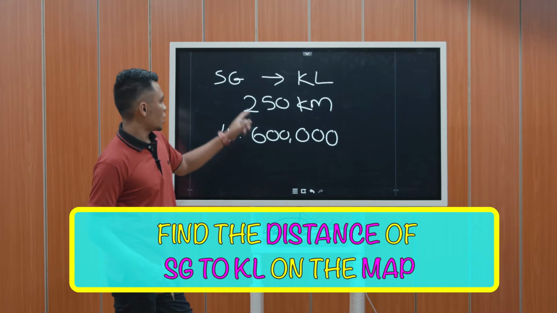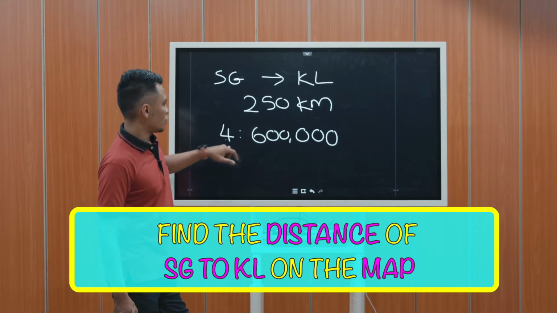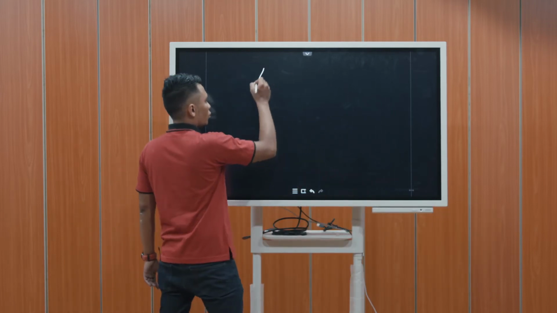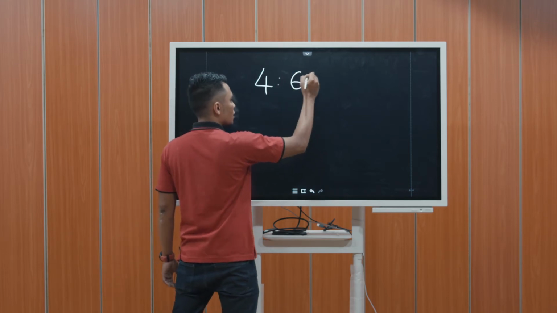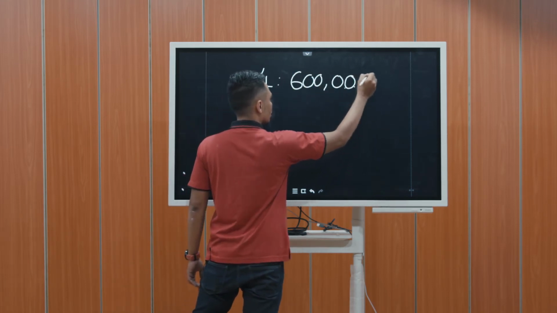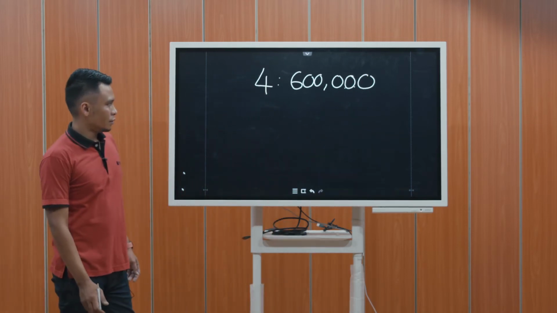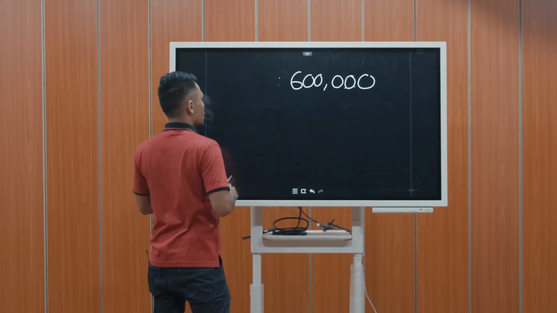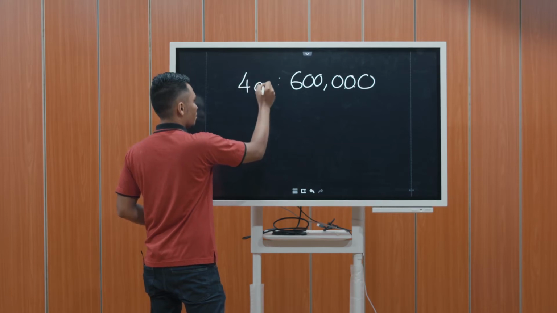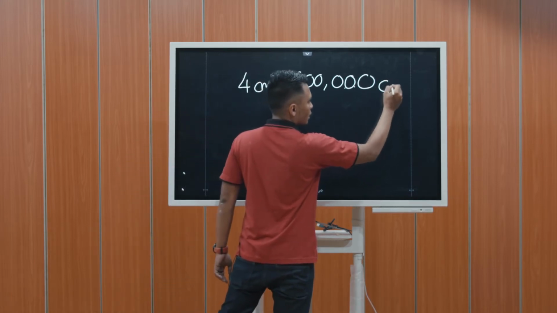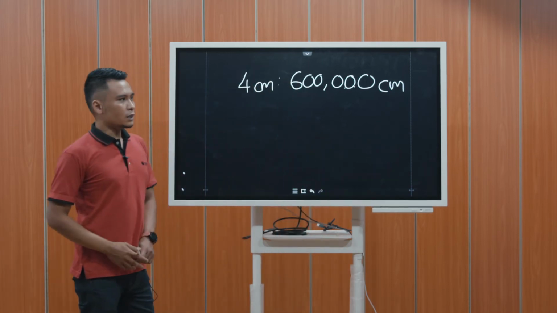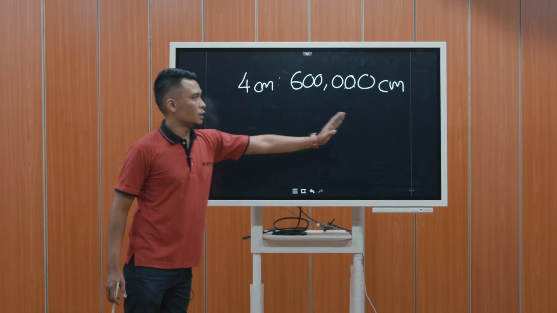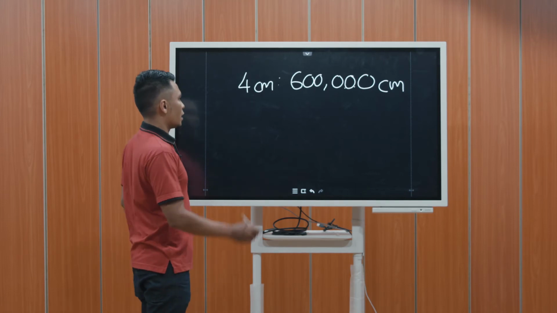So what do I do? Now that we have this value, the distance in real life and also the map scale, let's go to the first step. 4:600,000. Okay? You know the map will always give you in cm and cm, right? So always put it in cm. 4 cm is to 600,000 centimeter. Okay? The whole idea is to get 1 centimeter is to something. So how do I get 1 centimeter? I divide by 4, right?